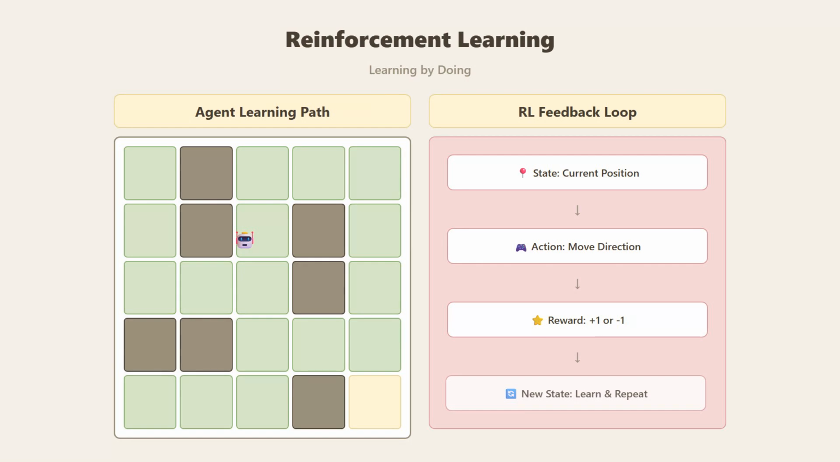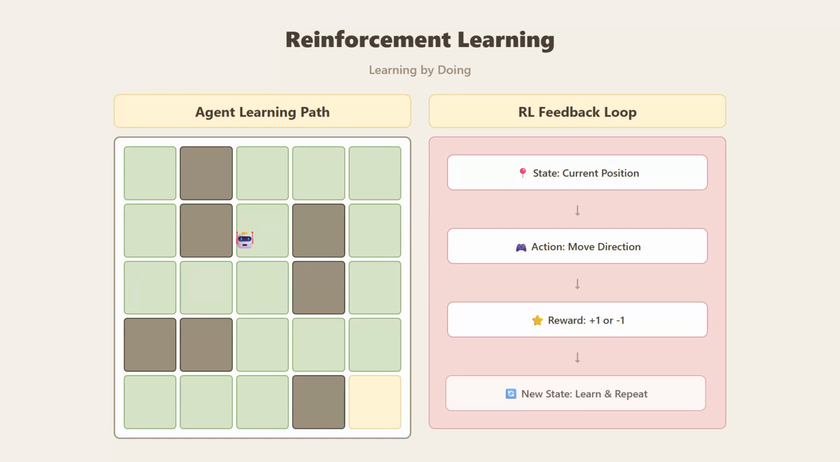The agent receives rewards for good actions and penalties for bad ones, and over time, it learns a policy that maximizes cumulative reward. The key components are the agent, which makes decisions, the environment it interacts with, the state representing the current situation, the actions it can take, and the rewards or penalties it receives. This creates a feedback loop where the agent continuously improves its strategy.